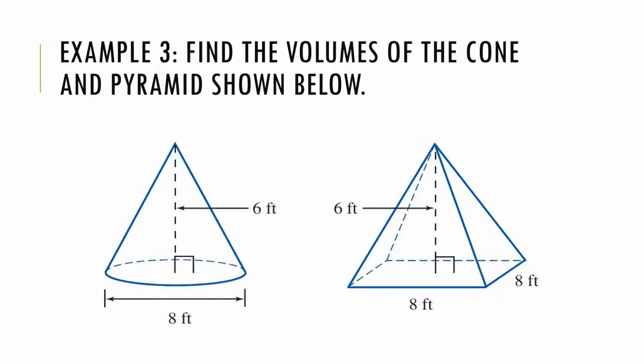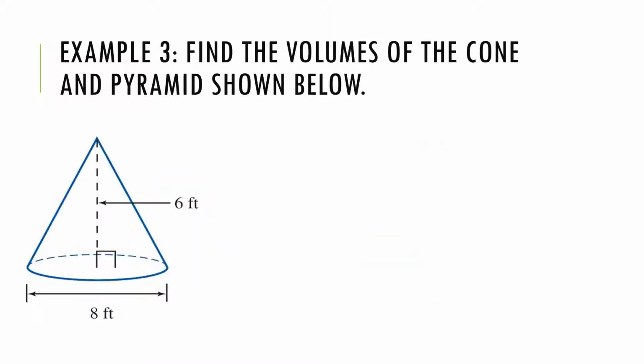Example 3 says, find the volumes of the cone and the pyramid shown below. Let's start by finding the volume of the cone. We already know that the formula for the volume of a cone or a pyramid is 1/3 times the area times the height. Now to figure out which area formula we need to use, once again we're going to look at the bottom of the shape. The bottom of the shape is a circle, so we're going to use the area formula for a circle. The area of a circle is pi r squared. So we need to find the radius and we need to know the height.